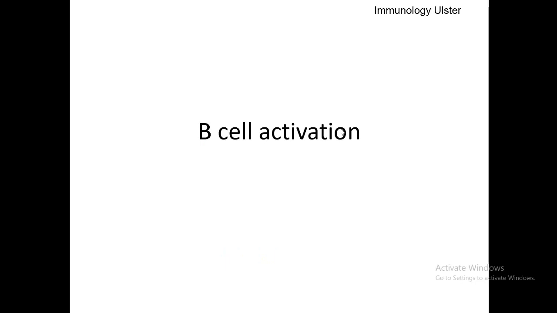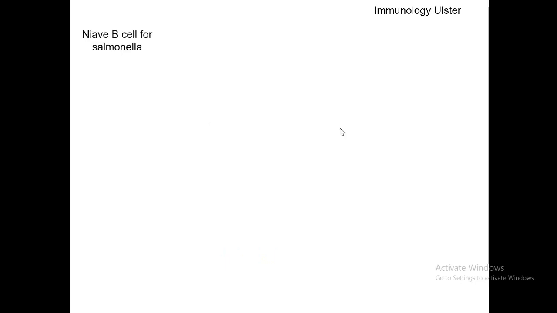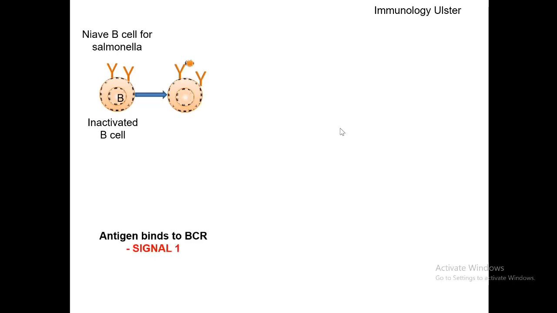Okay, now B cell activation. It's slightly different. In this case, we've used a B cell that responds against salmonella as an example. Here we have an inactivated B cell that's waiting for antigen to arrive. The antigen reaches the lymph node and binds to the B cell receptor. The binding of the antigen to the B cell receptor gives that B cell signal 1. So B cell activation has started, but it's not complete yet.